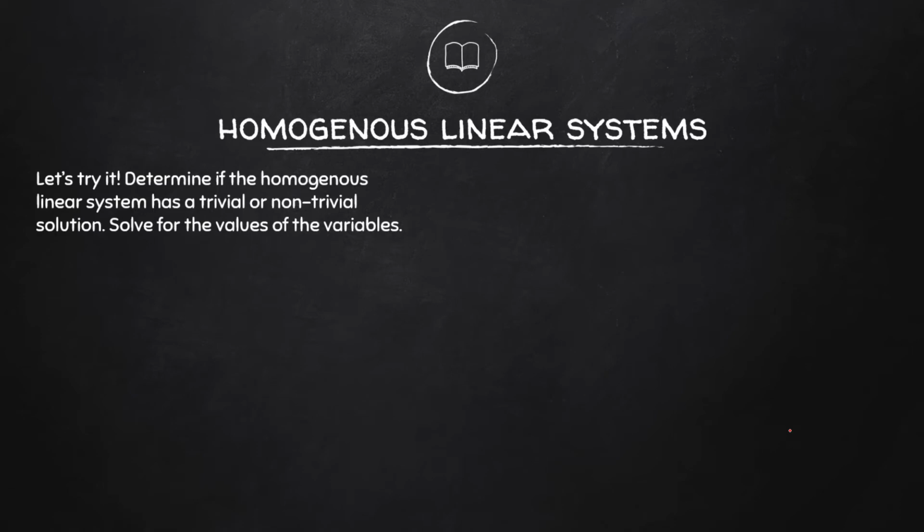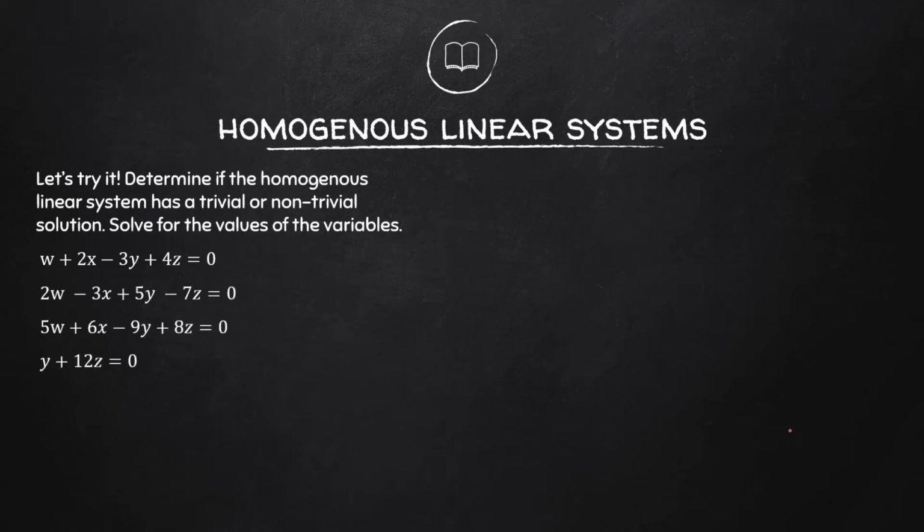Let's try another example. You're again going to determine the homogeneous system linear equation solution. We are determining if it is trivial or non-trivial. We are going to solve for the values of the variables. We have here a system of linear equations involving 4 equations and 4 unknown variables. So again, let's call this equation 1, equation 2, equation 3, and equation 4.